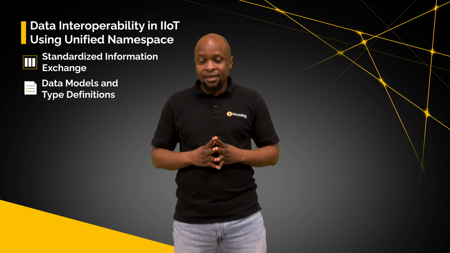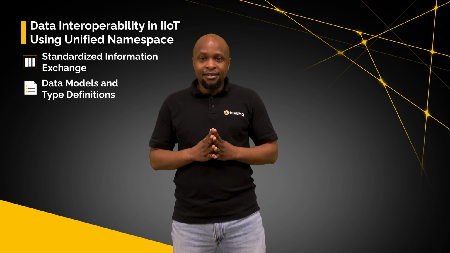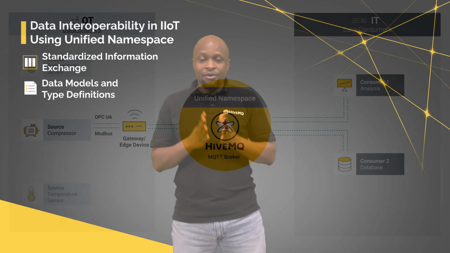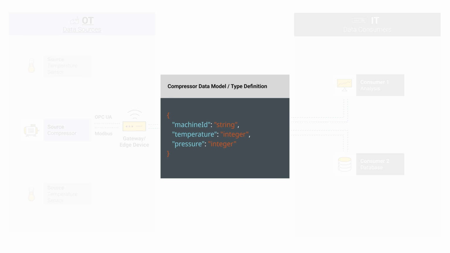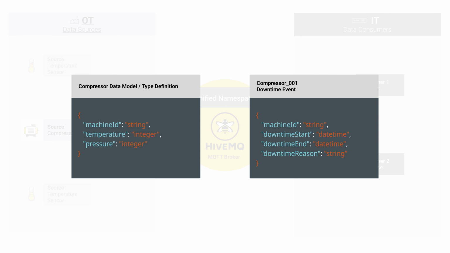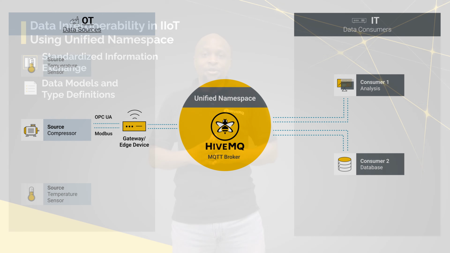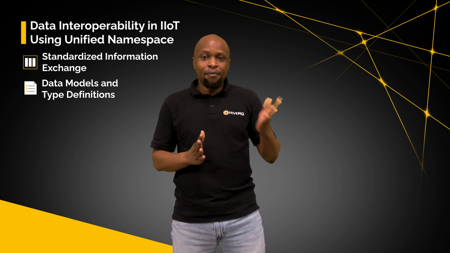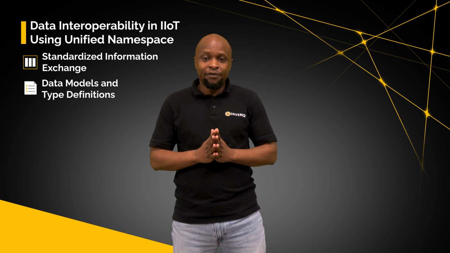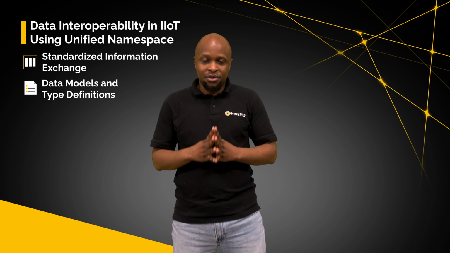Now, how does a unified namespace enable interoperability? The key aspect of the unified namespace is that you are going to have to define your data models or your type definitions. For example, you want to be able to define how a compressor looks like, and you also want to be able to define how a downtime event looks like. And then once you define that, if it is consistently implemented across your unified namespace architecture or your manufacturing organizations, then all systems that are consuming compressor-related information or downtime-related information are able to consume all of this information because they anticipate how that information is going to be structured.